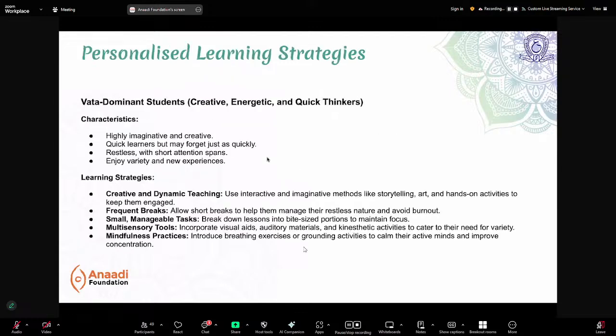So, how do we create some personalized learning strategies? Vata dominant students are very creative and energetic. They can imagine a lot, but then they have problems with delivering things. Even amongst adults, suppose you form a team, there will be people who will give a lot of ideas but find it difficult to implement. But their ideas are very important because their thoughts flow very freely. They don't feel restricted. They can just think about anything in the world.